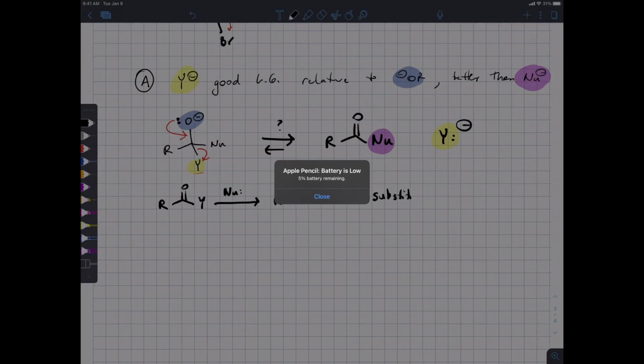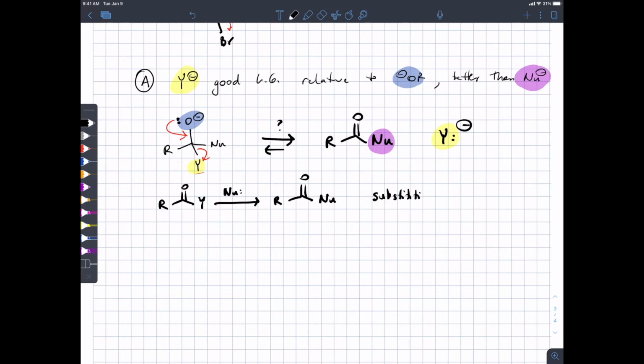Apple Pencil battery is low, 5%, 10 minutes left, we're good. Substitution. I tried charging it before class, but apparently it didn't work.